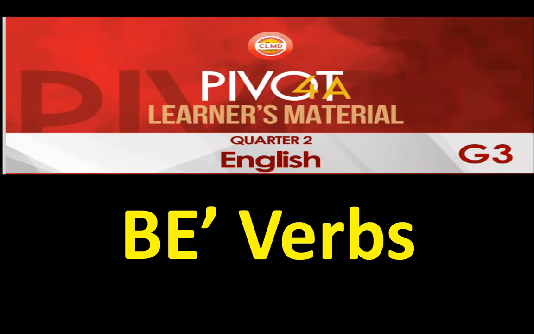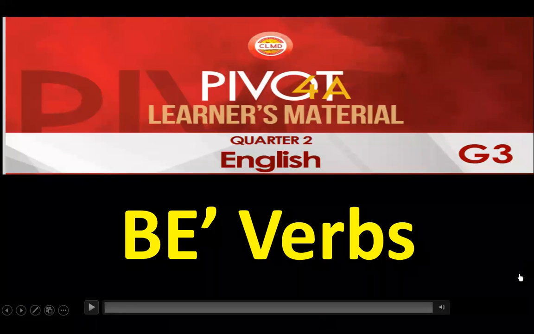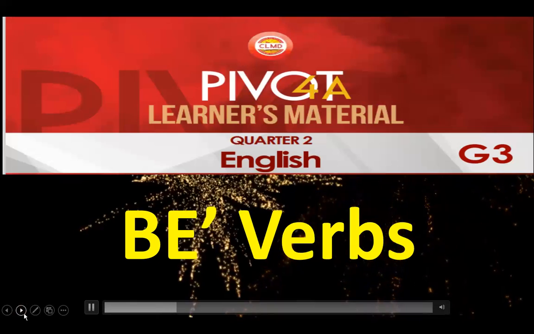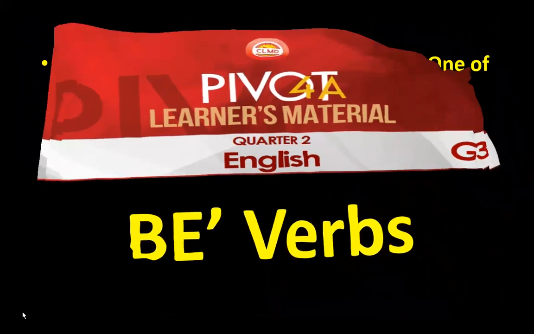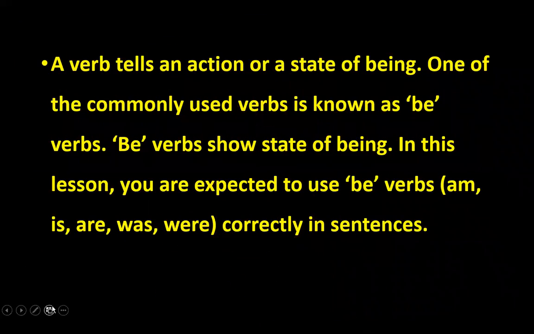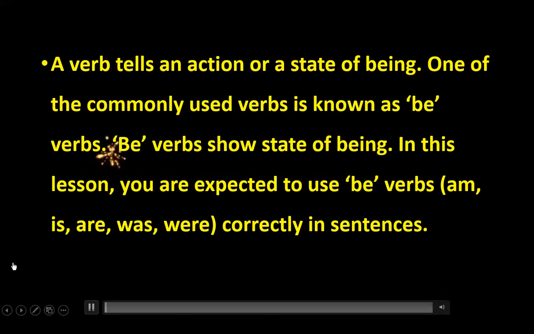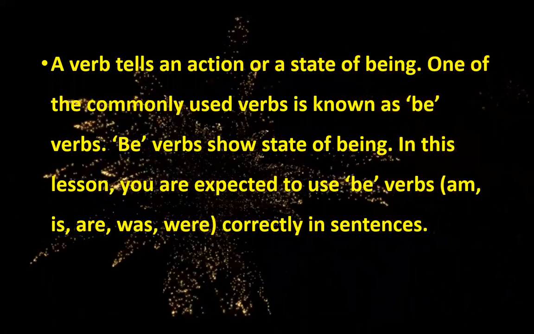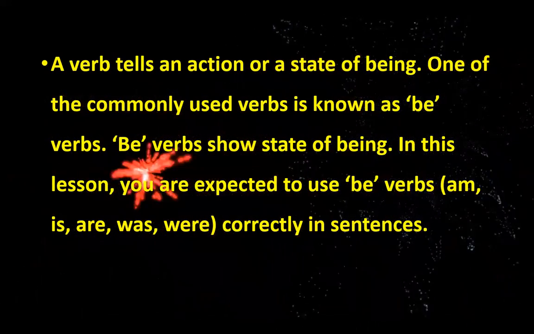Okay, we are now on our second quarter. This is English grade 3. And our topic for today is about be verbs. All right, I know you are all excited. Well, let's go. Verbs tell us an action or a state of being.